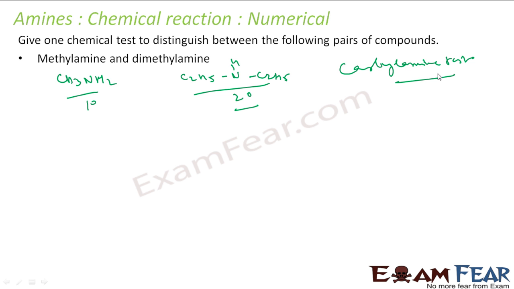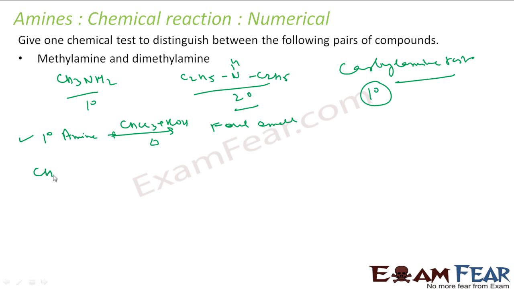As per carbylamine test, you have 1 degree amine, whether aliphatic or aromatic, doesn't matter. When you react with CHCl3, chloroform, and ethanolic KOH, it gives a foul smell. That's the test, right? You have 1 degree amine, you react this with chloroform and KOH, you heat this, you get a foul smell. So if this is true, that means it is 1 degree amine.